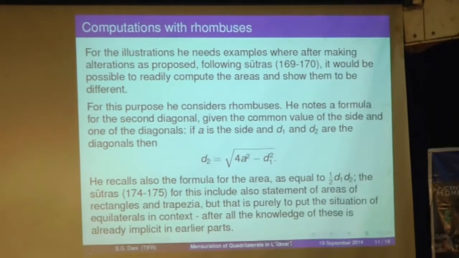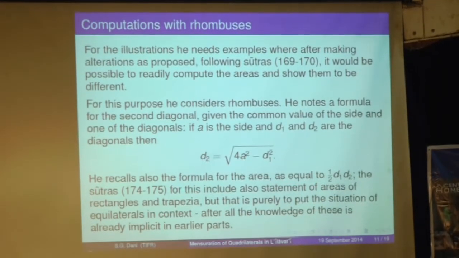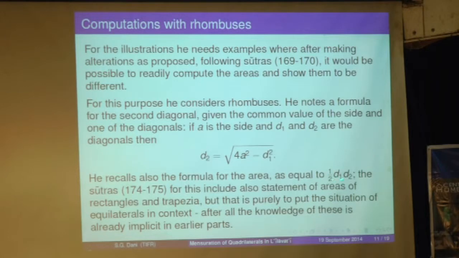And then he also recalls that the formula for the area of the rhombus will be half of the product of the two diagonals. This is in Sutras 74, 75.